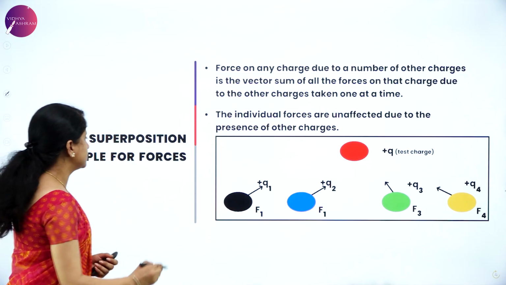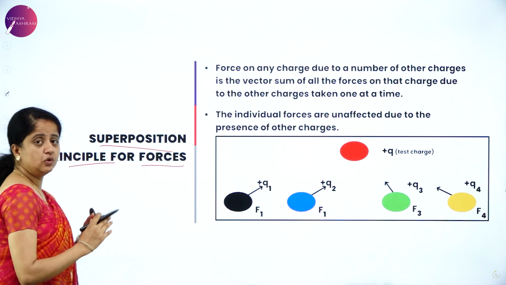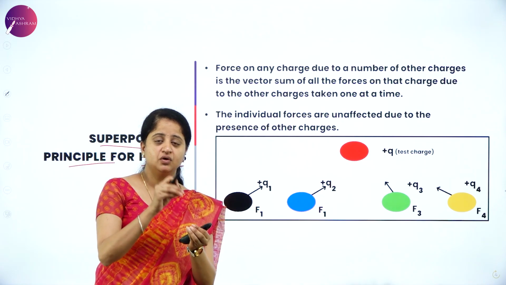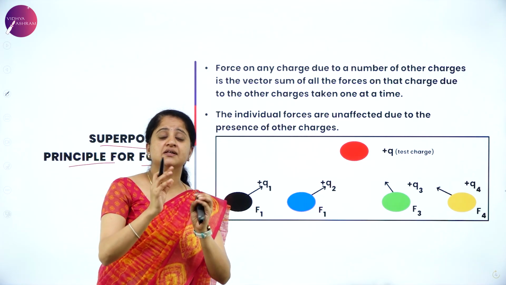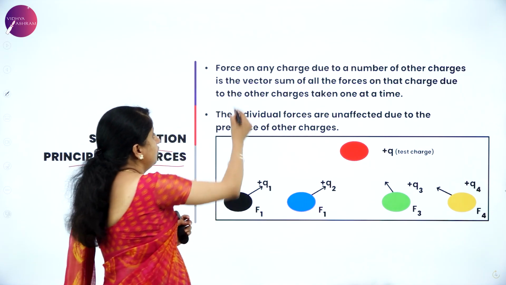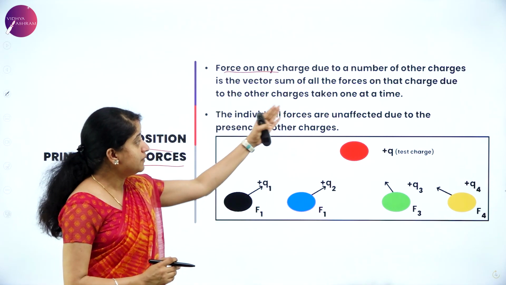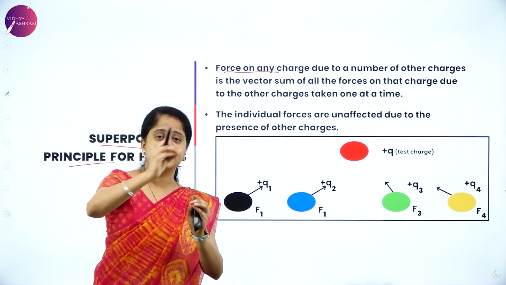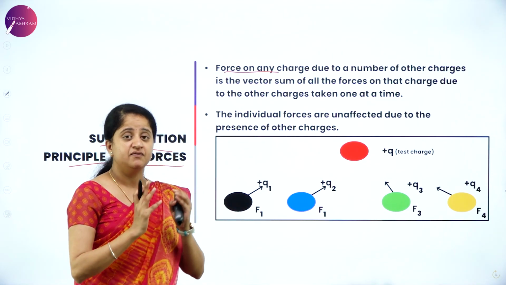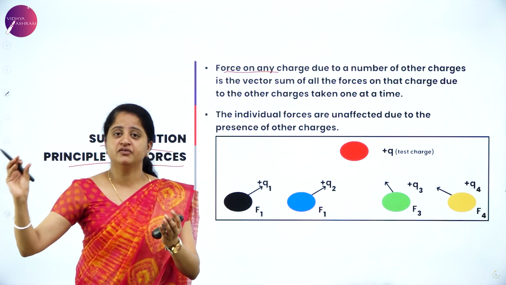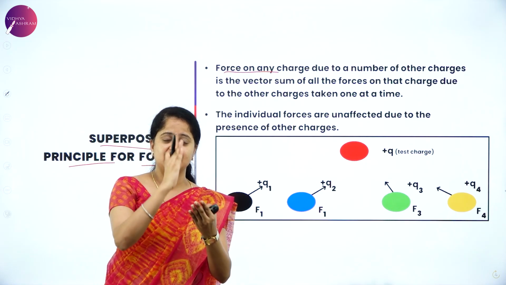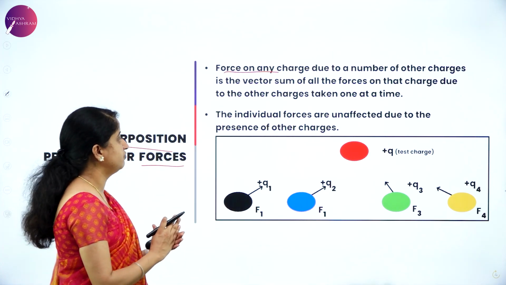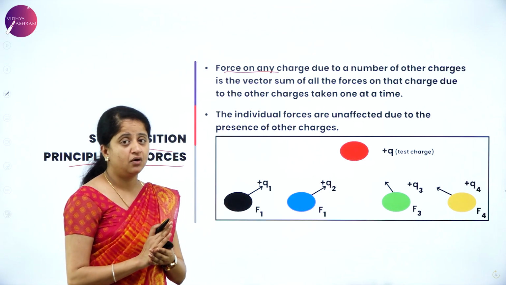So let us now move on to the superposition principle for forces, which means we need to find the net force, or the total force, acting at a point due to a system of charges. The force on any charge due to a number of other charges is equal to the vector sum of all the forces acting at that point due to n number of charges, which means we need to take the sum of all the forces due to the other charges at that point. So that is the definition of the superposition principle of forces.